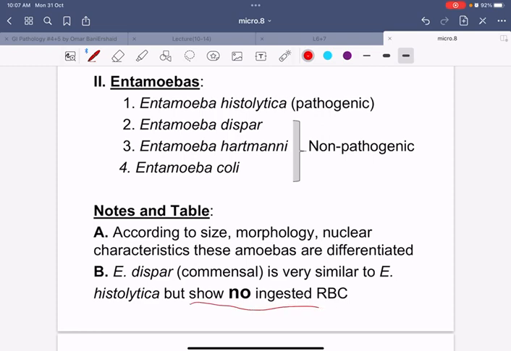Entamoeba dispar has no RBC, it does not engulf RBC, while Entamoeba histolytica contains RBC, and we will see a picture for that.